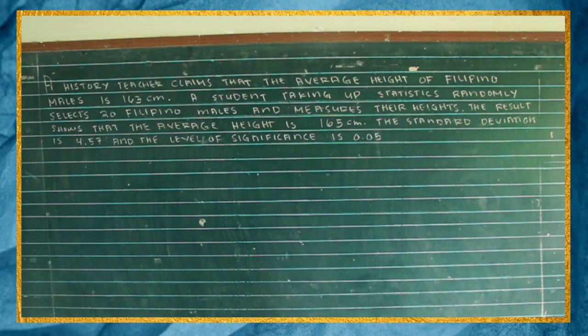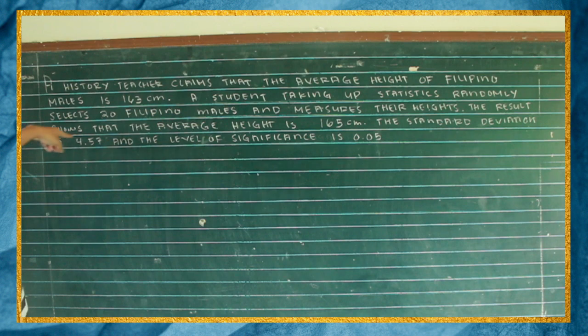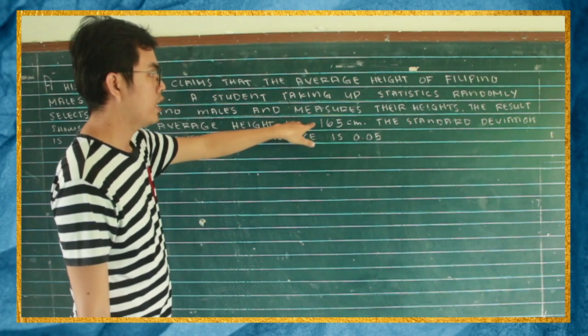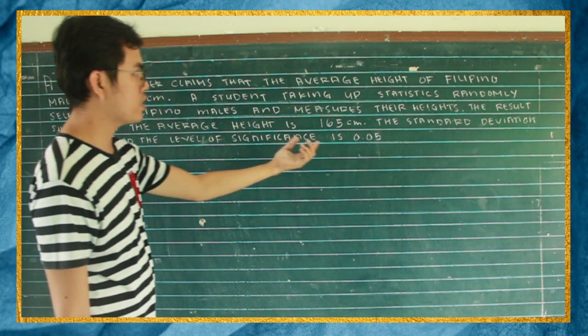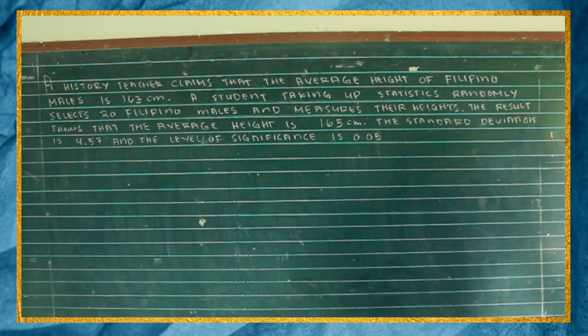Next problem. A history teacher claims that the average height of Filipino males is 163 centimeters. A student taking up statistics randomly selects 20 Filipino males and measures their heights. The result shows that the average height is 165 centimeters. The standard deviation is 4.57 and the level of significance is 0.05.